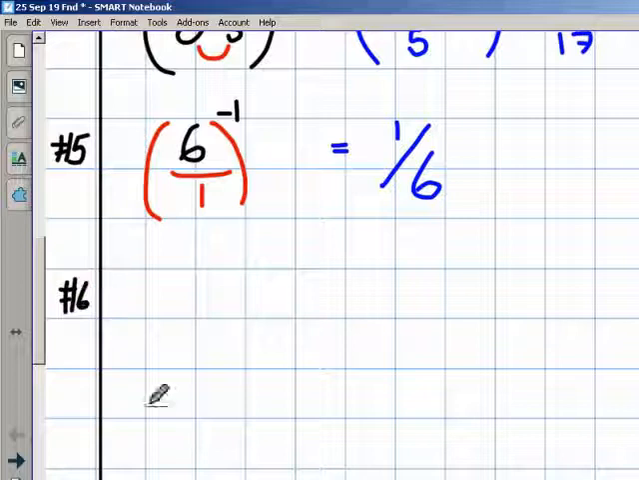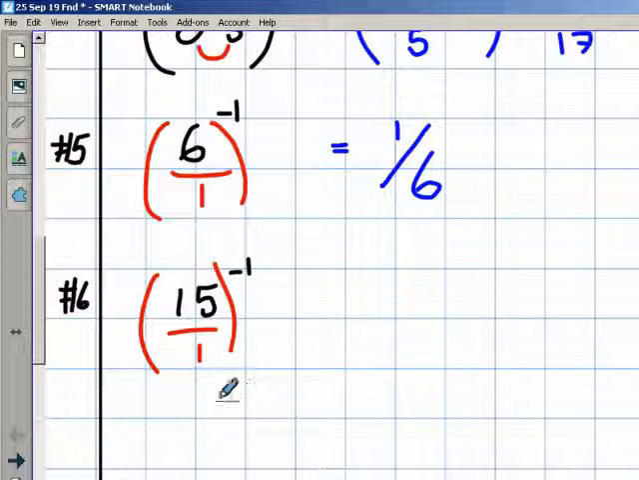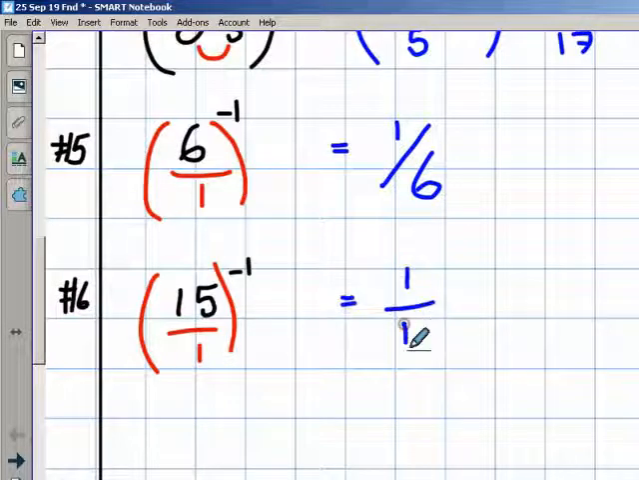Example 6. Let's just go through one more like that. 15 to the power of minus 1. Just put a 1 underneath it. I mean, you could probably get away in an exam without putting this bracket there. I'm doing this from a teaching point of view because it's the whole thing to the minus 1. And you get 1 over 15.